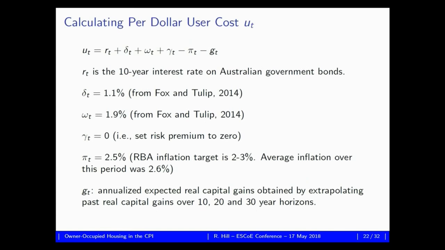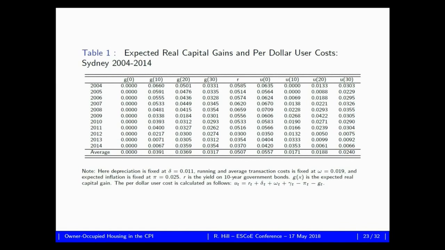So if we do our user cost, we have to specify values for all the elements of the per dollar user cost. We mostly use just the numbers used by Fox and Tulip, who both work at the Reserve Bank of Australia, in a paper they wrote where they were trying to do user costs. So we typically take their numbers.